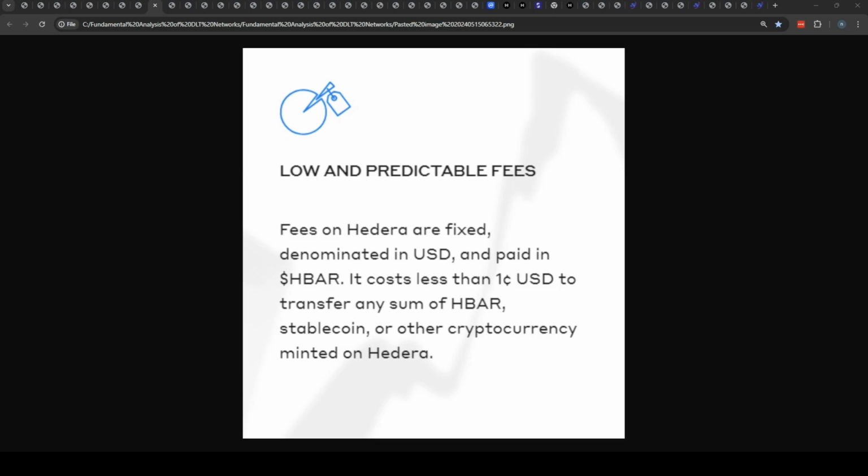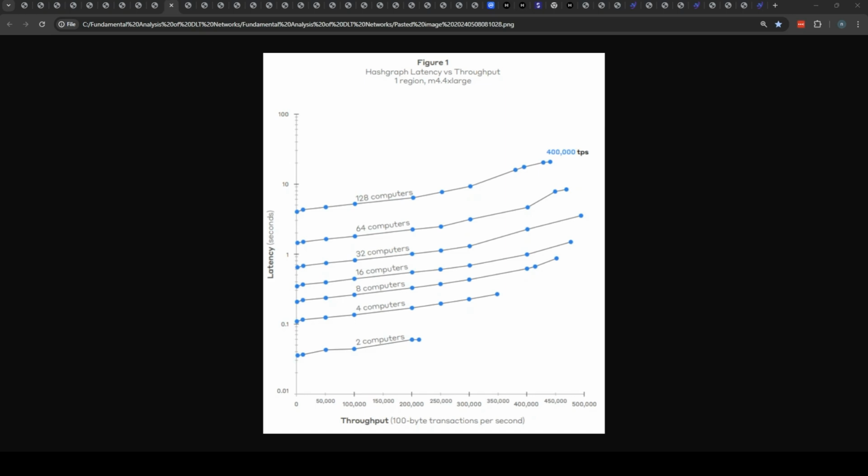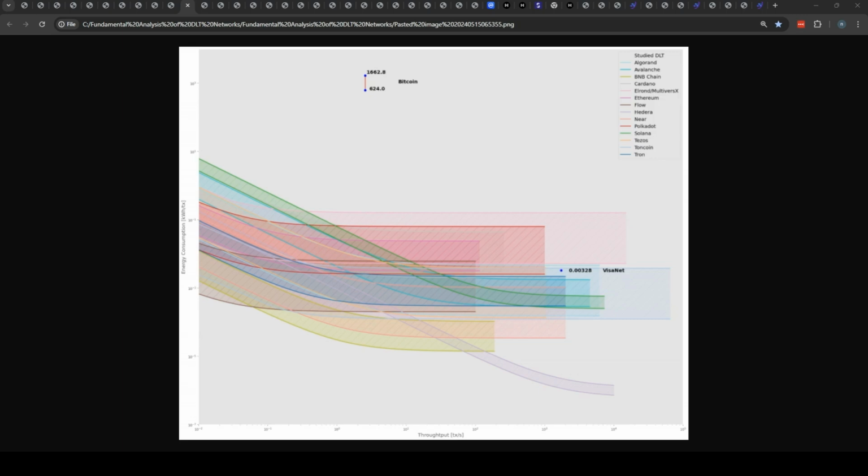This means that HBAR is inexpensive, costing less than a cent for any transfer sum of HBAR, and of course it is fast, capable of speeds of over 100,000 transactions per second. Now this is achieved through something called the mirror network. I won't go into too much detail here, but just know that provisions have been made on HBAR to enable high scalability. Furthermore, a study was done by University College London showing that it has one of the lowest energy consumptions of any network.